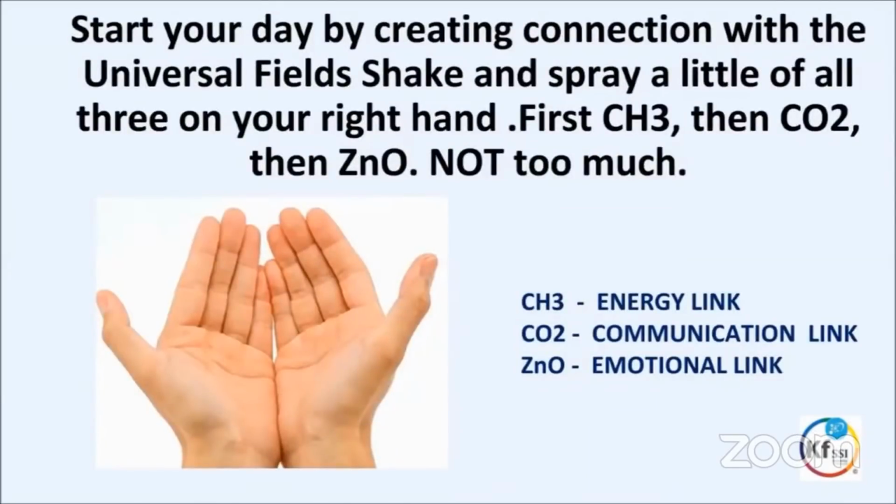You could, for example, start your day by using them on your hands, and in this way create a connection with the universal fields. Just shake the bottles and spray a small amount of all three onto the palm of your right hand. The one to start with would be CH3, followed by CO2, and then spray on the zinc oxide.